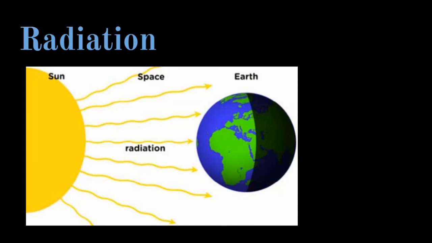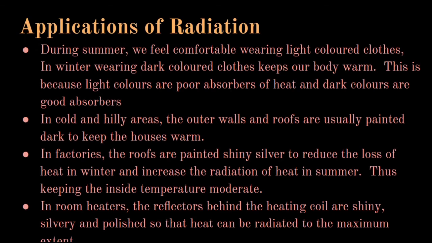Sun's energy we are getting by using this process called radiation. As you know, in space there is no air. So heat energy is transferred from the sun to the earth by this process called radiation. And what are the applications of radiation?